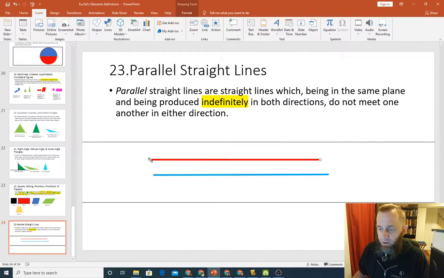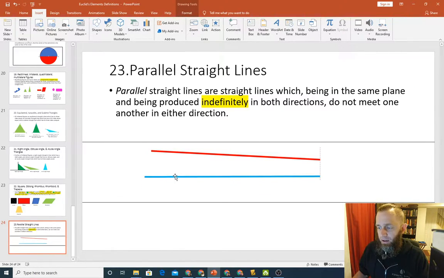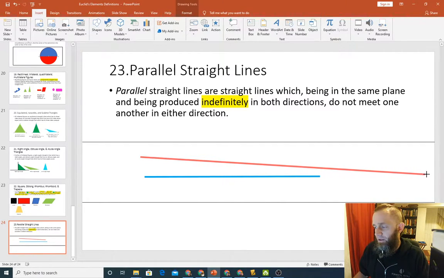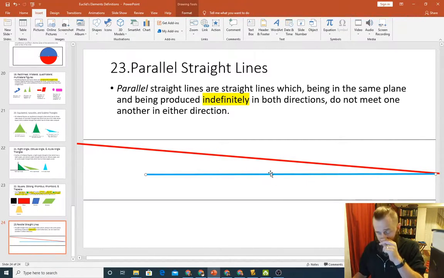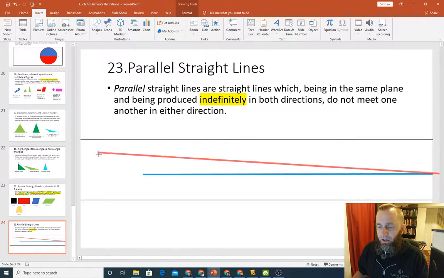Now, here's what Euclid wants us to do. He says if you take this line, and they're both in the same plane, now I have to produce them infinitely. So I have to make this go infinitely, and then make this go infinitely. And now if I do that, then what I find is, boom, they met. That's a problem, because that means they're not parallel. In order to be parallel lines, they have to, if produced infinitely, never meet.